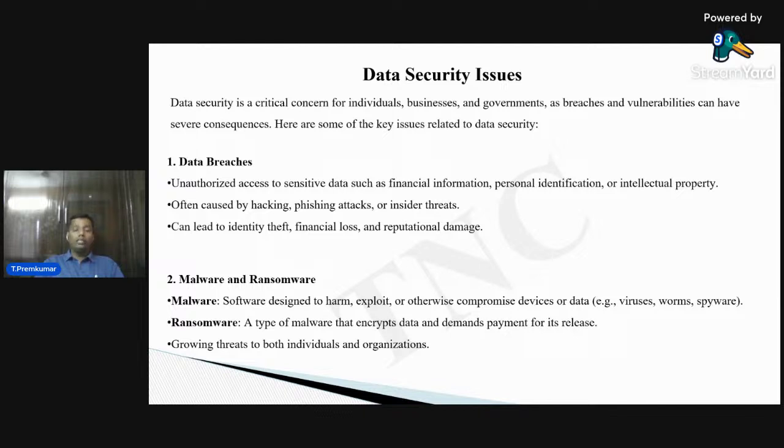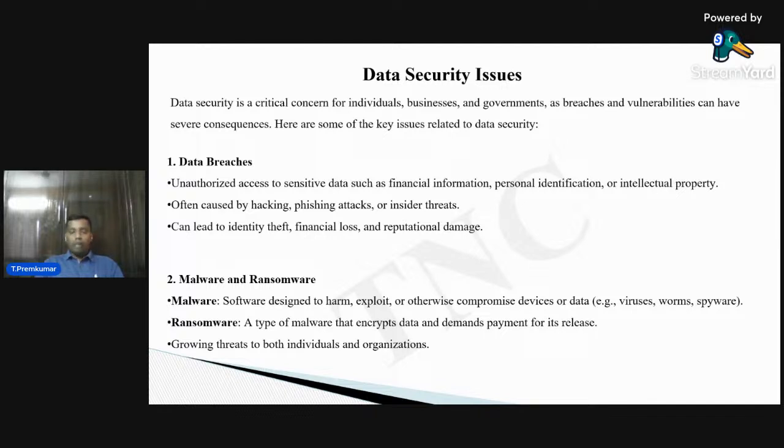So this is what we call data breaches. Data breaches are often caused by hacking, phishing technology, as well as insider threats. This can also be a part of data breaches, and it can lead to identity theft, financial losses, and reputational damage. So this is what we have in the case of data breaches.